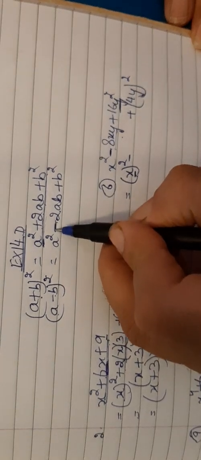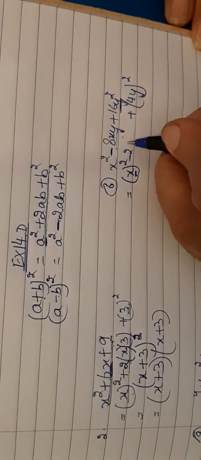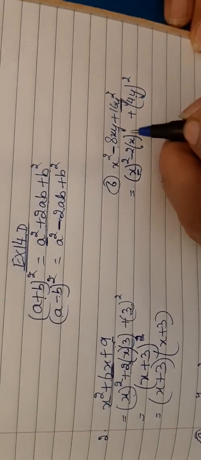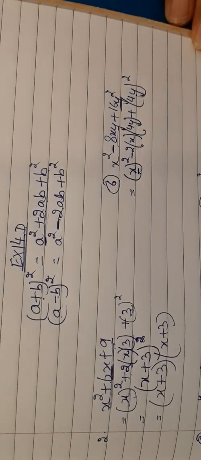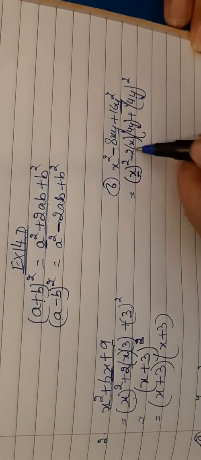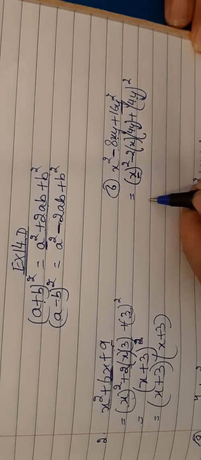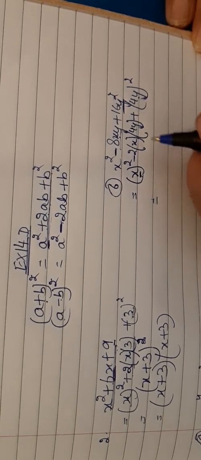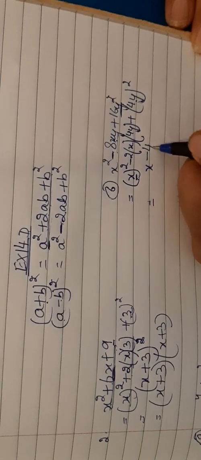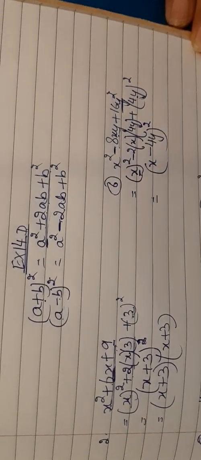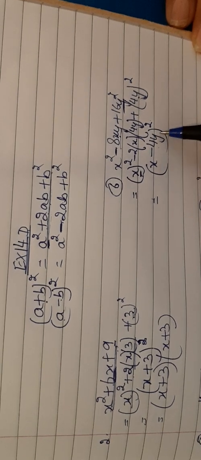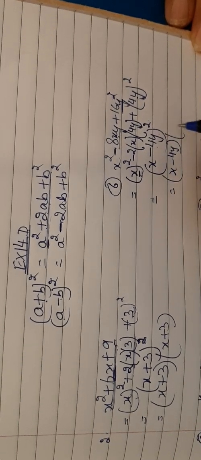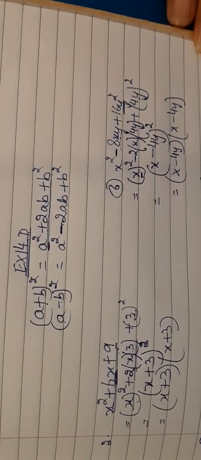Now it has got minus, so we are going to use this formula. Minus twice a, as we have already taken as x, and b we have come to know is 4y. So when you multiply, I think you know you are getting minus 8xy. So it means it is the perfect square of x minus 4y, which you can again write 2 times: x minus 4y into x minus 4y.